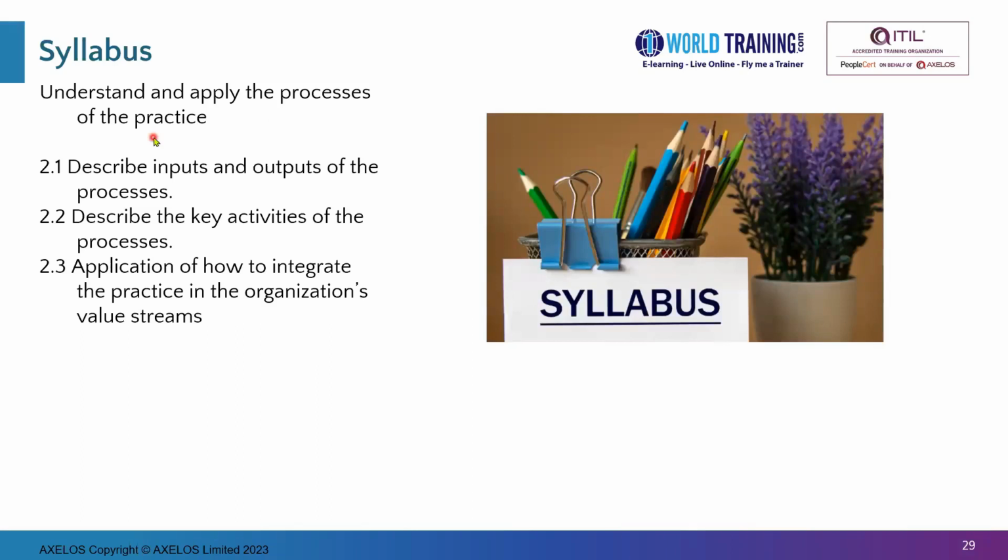The exam syllabus is to understand the processes and the inputs, outputs, and activities of the 2 processes, and also understanding and applying the integration of the practice into the organization's value streams. Herein, we will take a look at the value stream analysis and also understand how the deployment management practice is involved in the value streams of an organization.